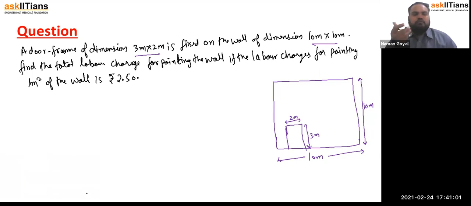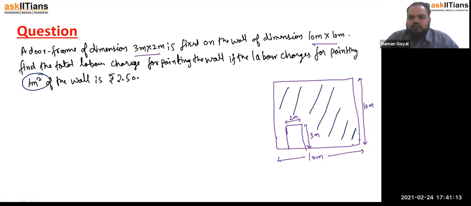Now first of all, tell me, the cost is according to 1 meter square. Meter square is the rate for area, right? The area they paint, right? So they are going to paint only this part, right? So first of all, we have to find out the area which they painted.